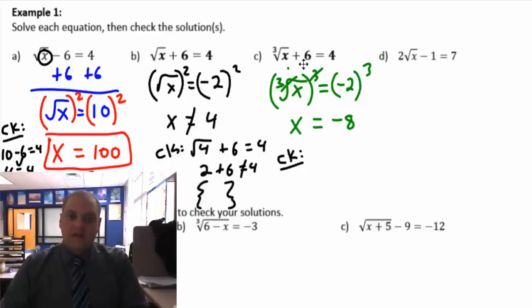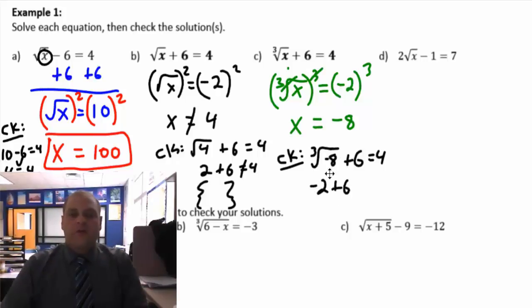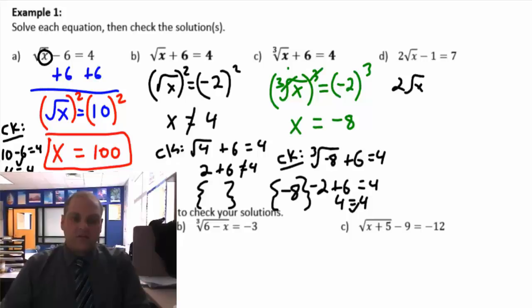We have to check the cubic root of negative 8 plus 6. Does that equal 4? Well, the cubic root of negative 8 is negative 2, plus 6. Again, if you don't know that, you can put that in your calculator. That equals 4, and of course 4 equals 4, so yes, that does work. So my solution here would be negative 8. We would put that in our braces. And how about this one? Well, we'll get 2 radical x by itself. Add 1, you get 8. Now, you could divide by 2 here if you want to.